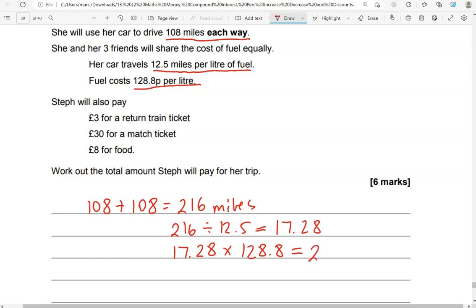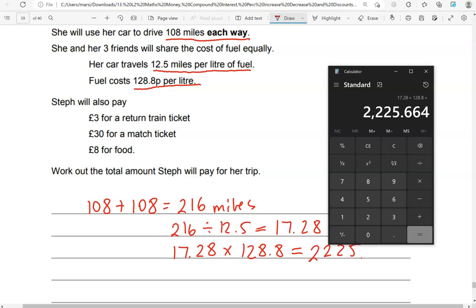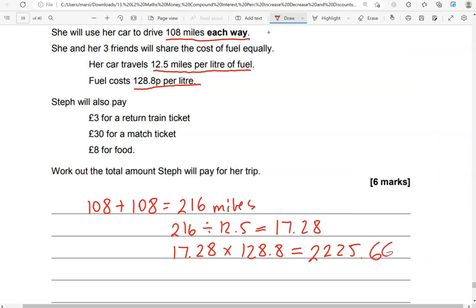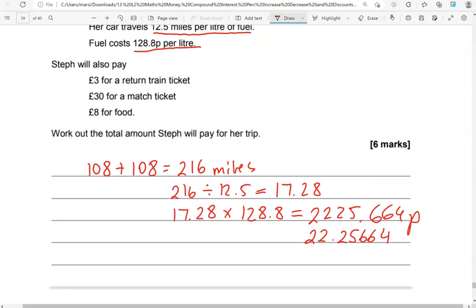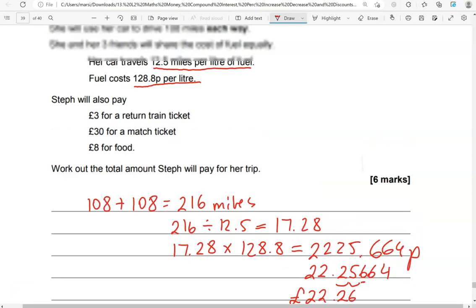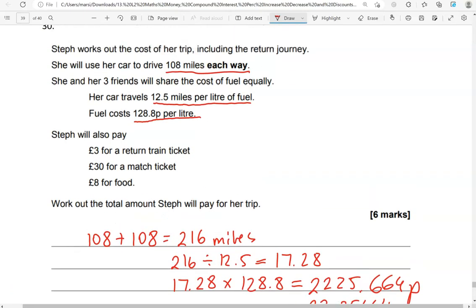So that is 2,225.664 pence. So if we divide this by 100, it should give us the cost in pounds. So 22.25664, and we know that money needs to have two decimal places, so £22 and 26 pence. We're going to round this. So that is the travel cost.